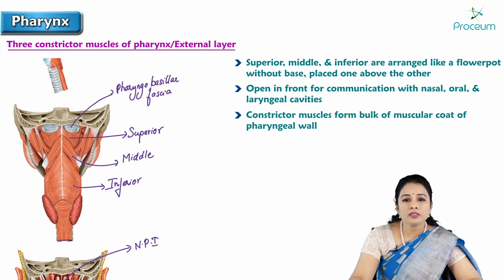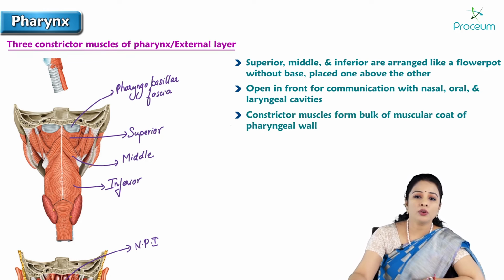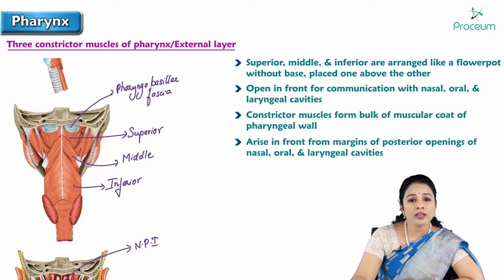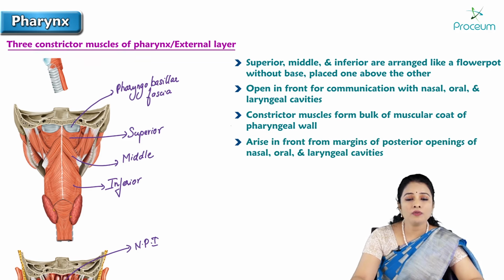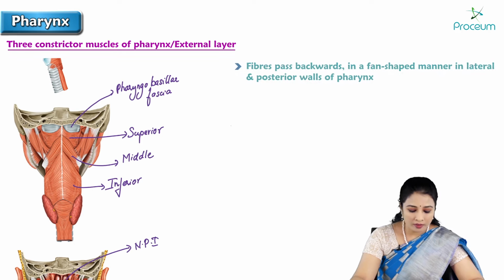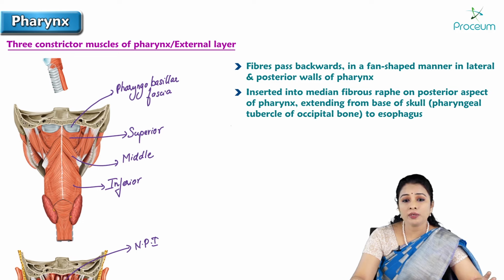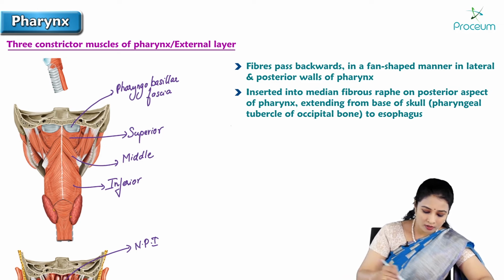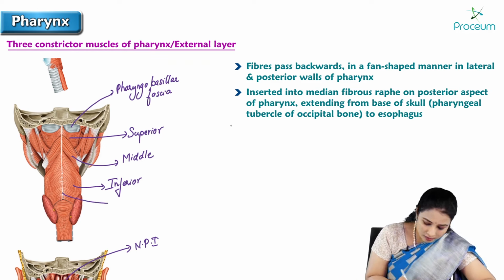The constrictor muscles form the bulk of the muscular coat of the pharyngeal wall, and they arise in front from the margins of the posterior openings of the nasal, oral and laryngeal cavities. The fibres pass backwards in a fan-shaped manner into the lateral and posterior walls of the pharynx, and are inserted into the median fibrous raphe on the posterior aspect of the pharynx. So this white line is the posterior median raphe.